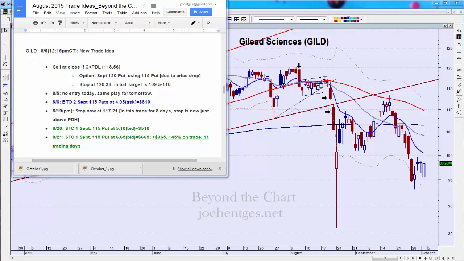Welcome back. Today is Monday, October 5th, and we're taking a look at a trade idea from August on Gilead Sciences. This is a great example of a reversal play.